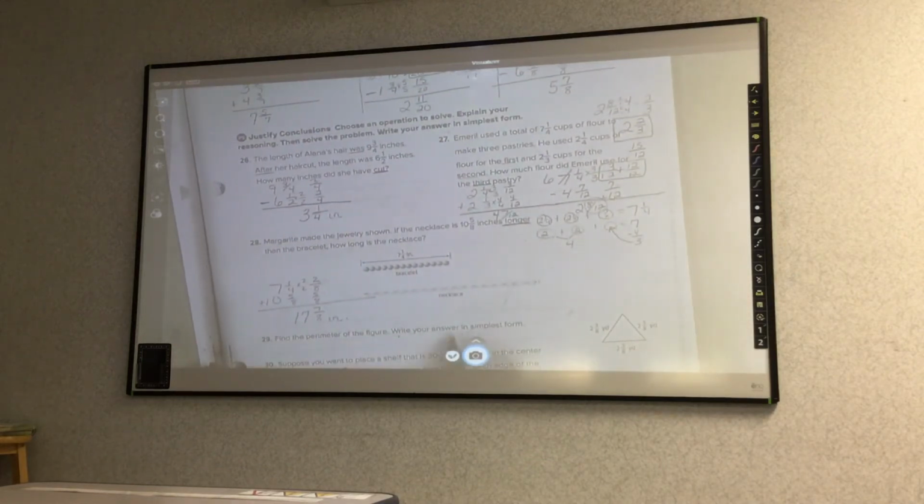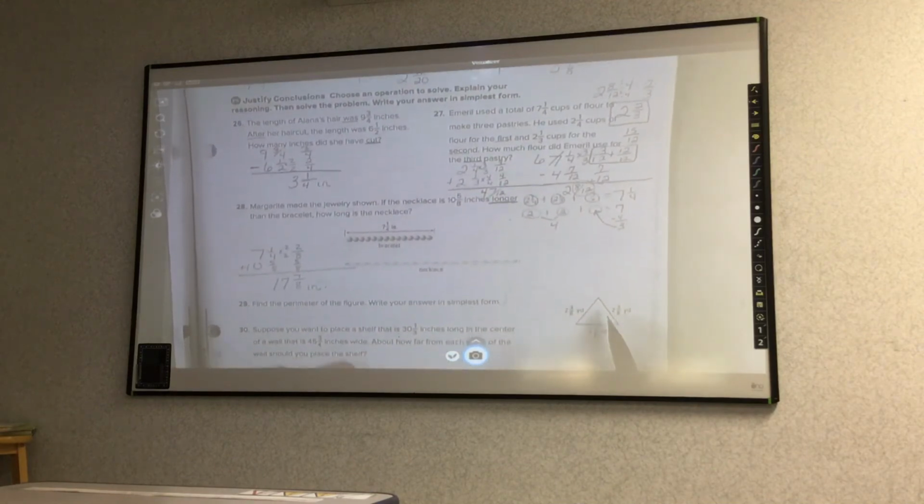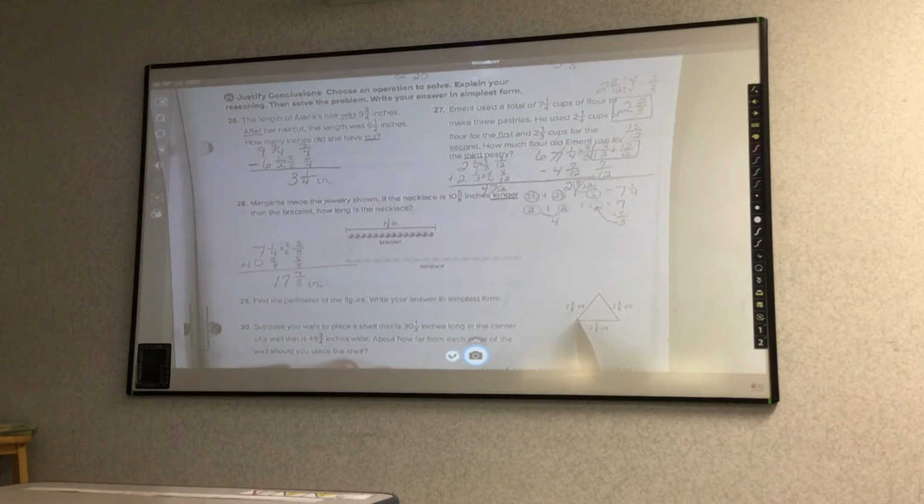Finding the perimeter of the figure, write your answer in simplest form. So I want to find the perimeter of this triangle. So the perimeter is adding all the lengths. So I have 2 and 3/8 plus 2 and 3/8 plus 2 and 3/8.